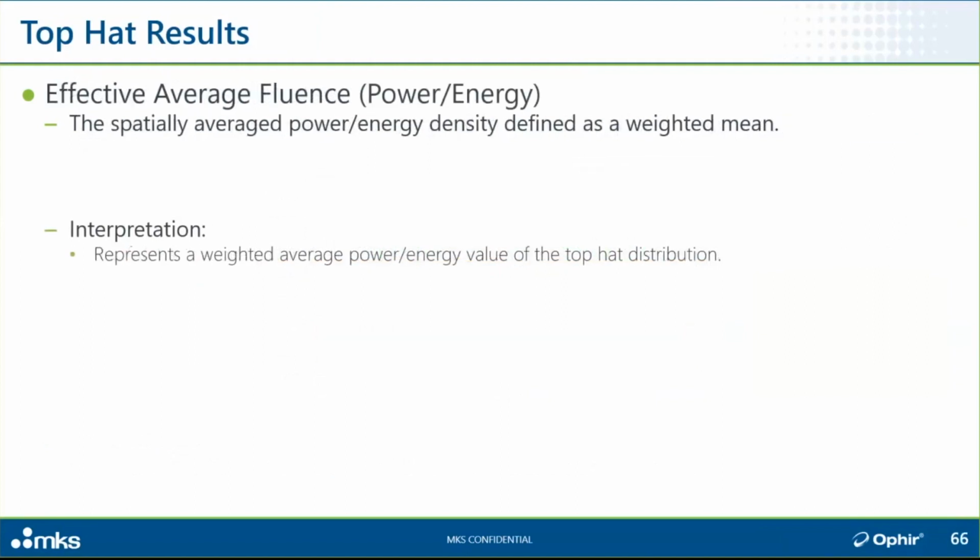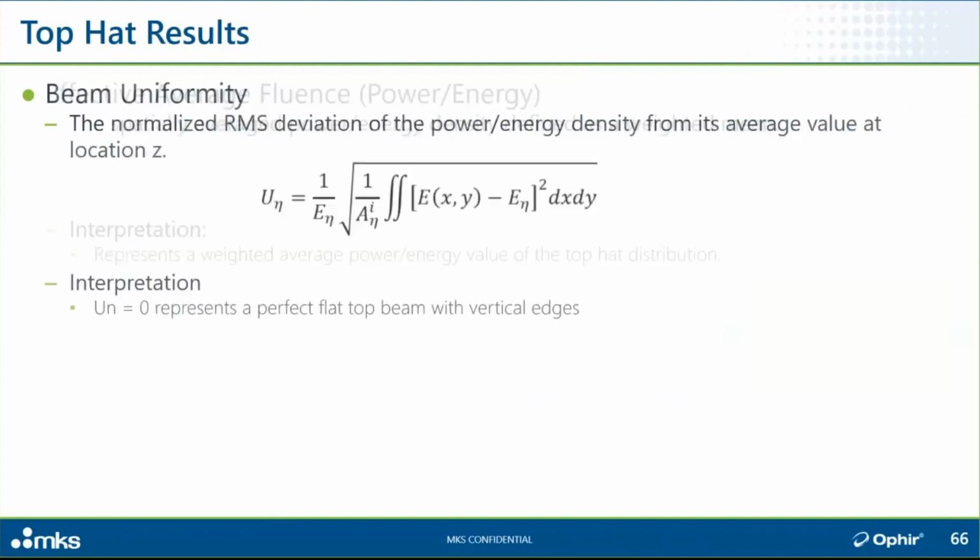Next, we have the effective average fluence. This is a spatially averaged power density defined as a weighted mean, just the weighted average of the distribution in the plateau of the top hat. Next, we have beam uniformity. This is one of 3 calculations that attempt to describe the top of the top hat.